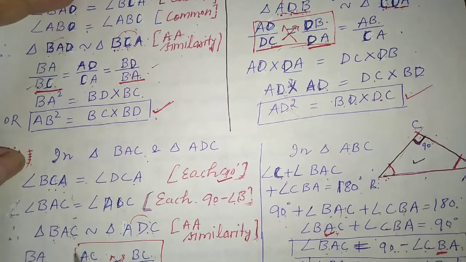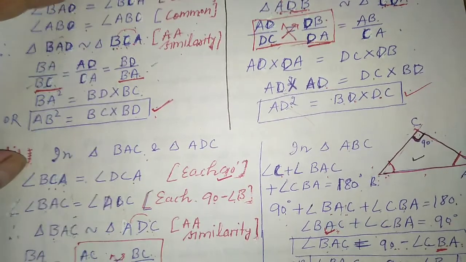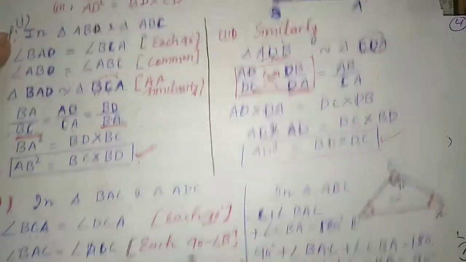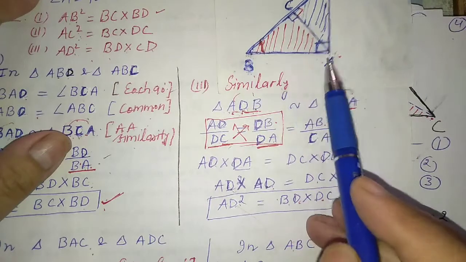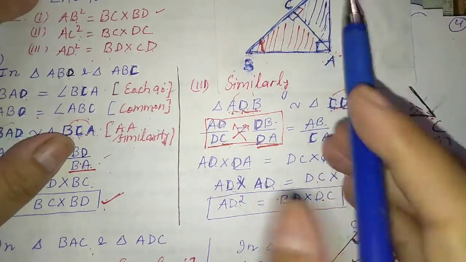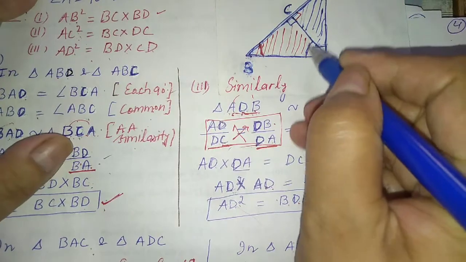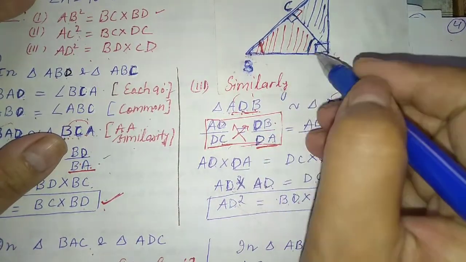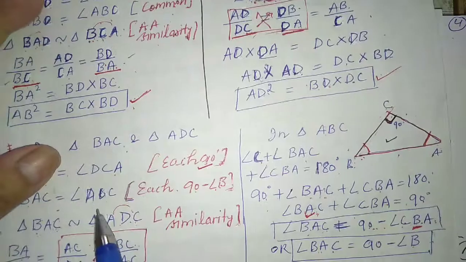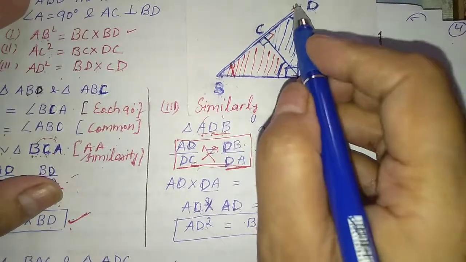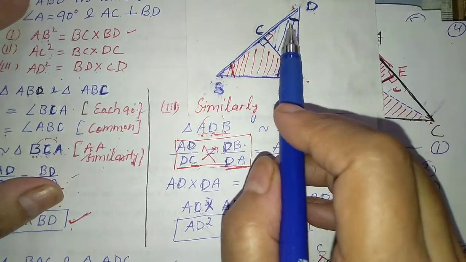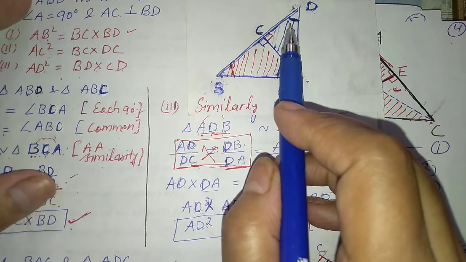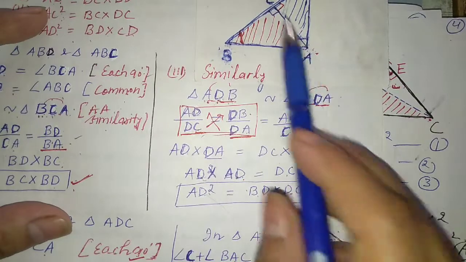Now we have to find the second condition. For the second condition we have written angle BAC is equal to angle ADC. This is the small angle BAC, equal to this small angle ADC. But how is it possible? So I am explaining here by dividing the figure.